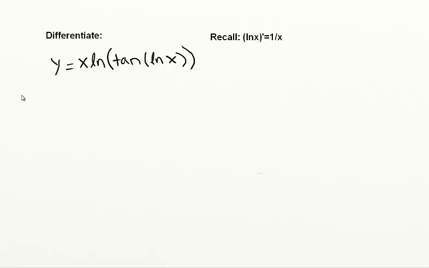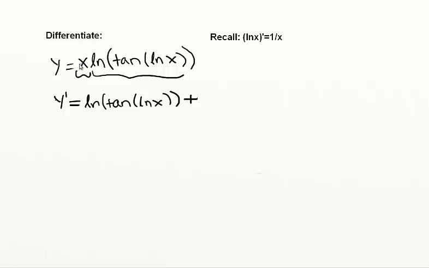So here's our second example, and you'll notice we have a function y equals x times the natural log of something. So we're going to have to use the product rule, with x being our first function and the natural log of the tangent of the natural log of x being our second function. So y prime is equal to the derivative of the first function, which is 1, times the natural log of tangent of the natural log of x. And that's just because the derivative of x is just 1. So we're going to add to it now x times the derivative of the second function.